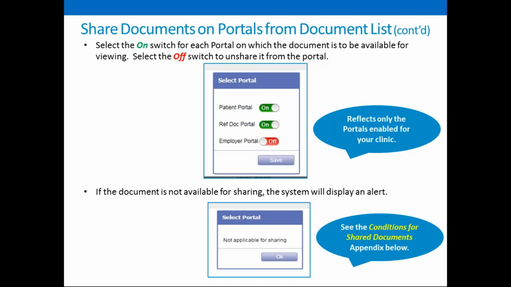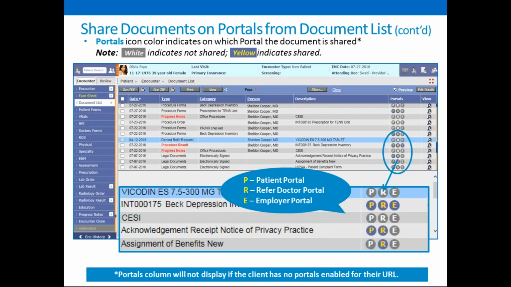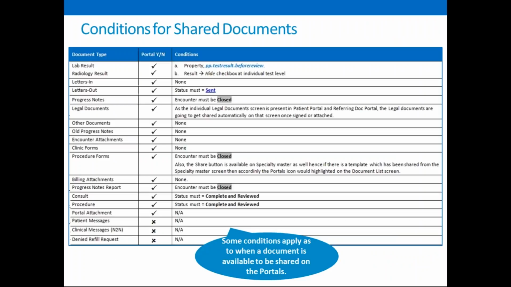Now, if the document is not yet available for sharing, you will get a pop-up that says not applicable for sharing. That is based on the conditions for the document type, and we have an appendix included here that tells you what those conditions are. So for instance, results. If you let your patients view their results on the portal, well, there are properties that control when. So those conditions need to also be satisfied.